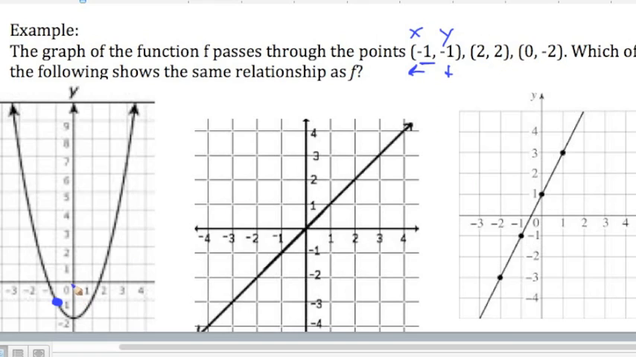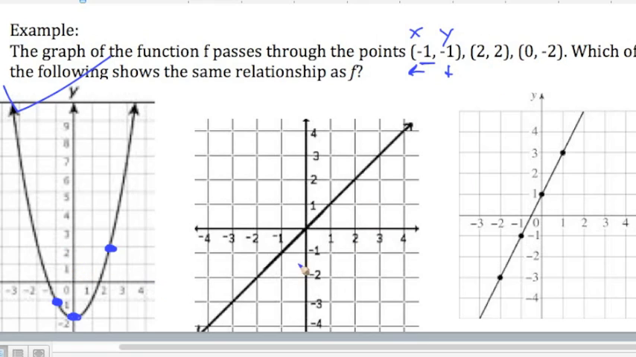Our second point is 2, 2, so we go over 2 on the x value, we go up 2 on the y value, find out where they match, and draw a point. And our last point is 0, negative 2. We draw that point and we notice it matches right away, so this graph is definitely a match.